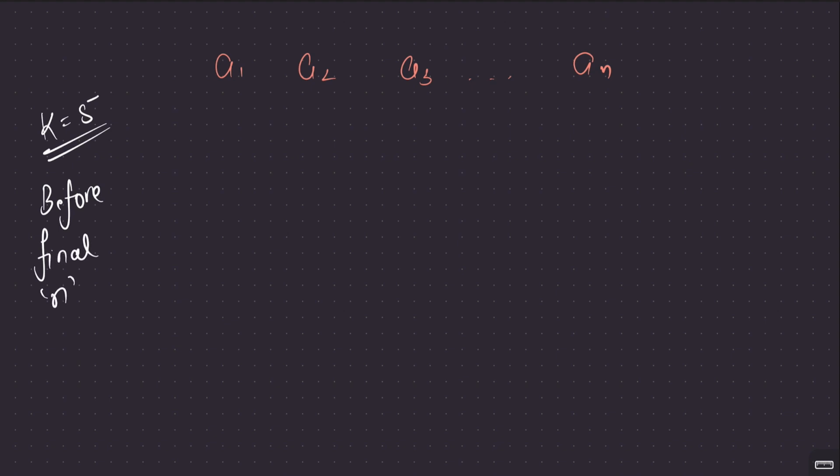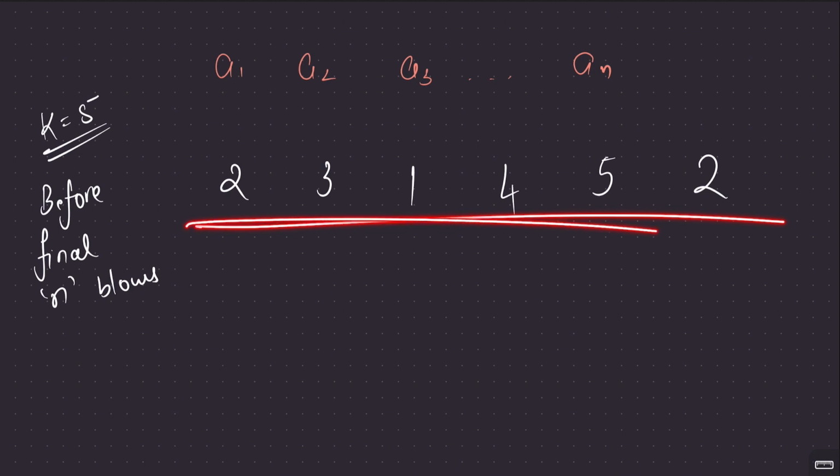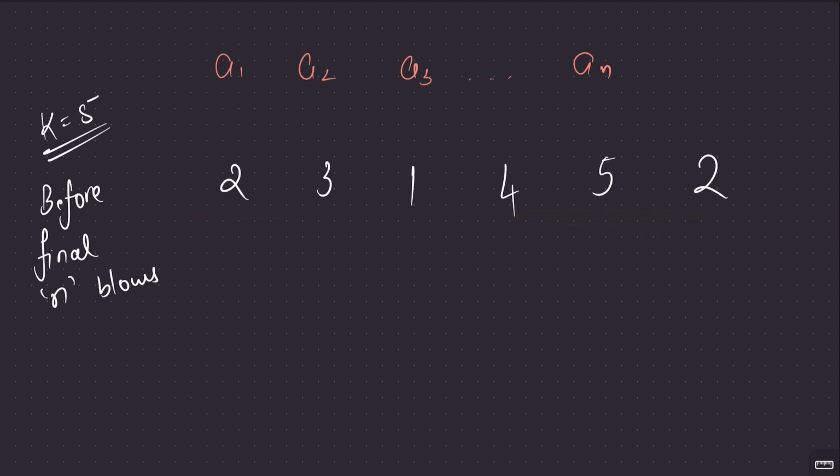You know for a fact that all the monsters will be alive until at least one of them has health greater than k. So let's figure out the case where all of the monsters' health has become less than or equal to k. After n blows, all the monsters will die, right? Cool. So it can look something like this. Maybe 2, 3, 1, 4, maybe 5, or let's say one more 2. So this is how my health array will look before the final n blows, right? Do you agree with me here?